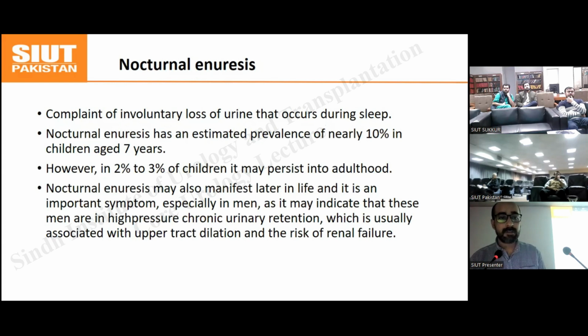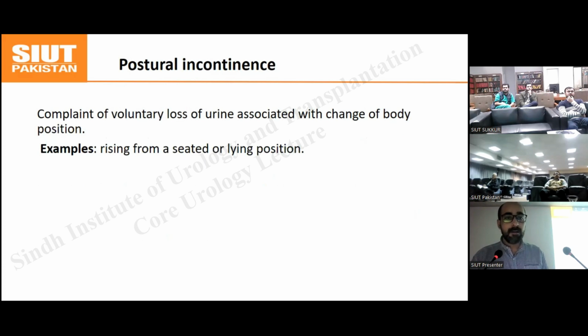Nocturnal enuresis is a complaint of involuntary loss of urine that occurs during sleep. It has an estimated prevalence of nearly 10% in children under the age of 7 years. However, 2 to 3% may persist into adulthood. Nocturnal enuresis may also manifest later in life, and it is an important symptom, especially in men, as it may indicate that they are in high pressure chronic urinary retention, which is usually associated with upper tract dilatation and risk of renal failure. Postural incontinence is an involuntary loss of urine associated with change of body position.